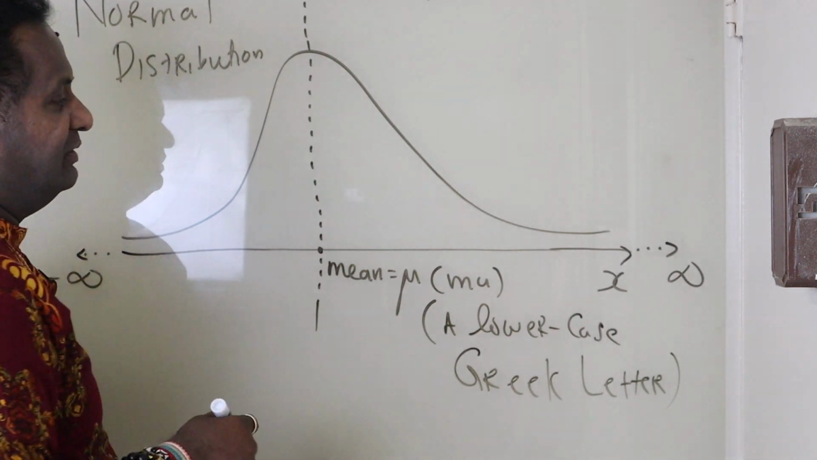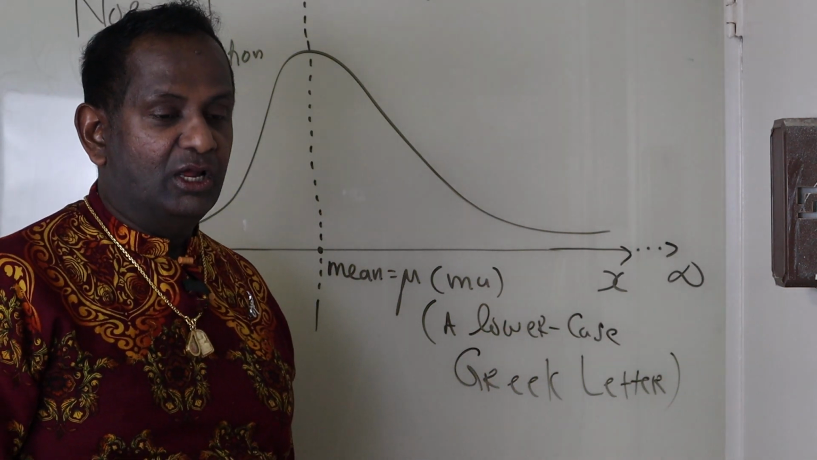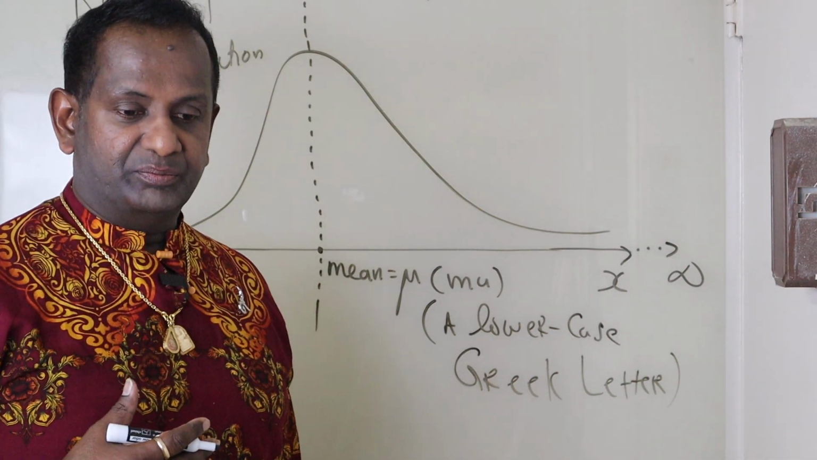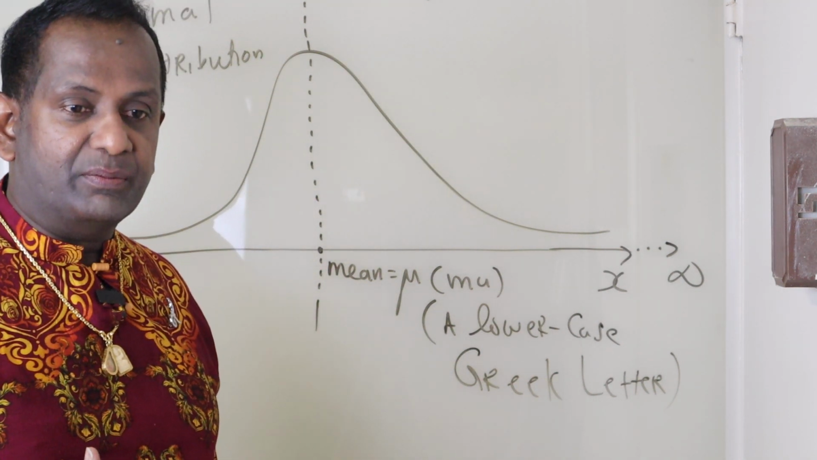This normal distribution is a statistical distribution which gives a graphical representation of the probabilities.